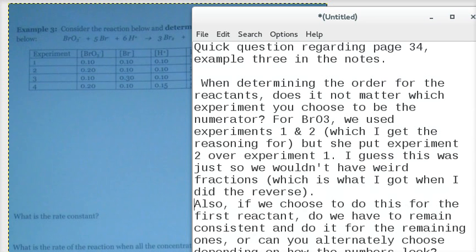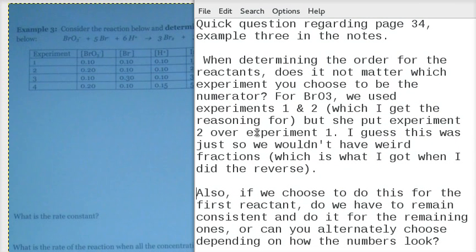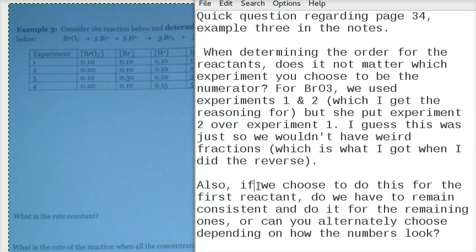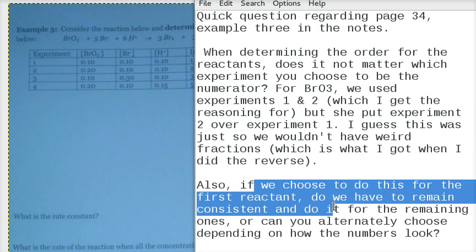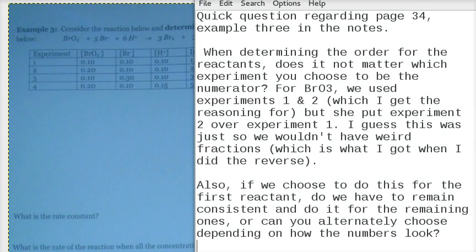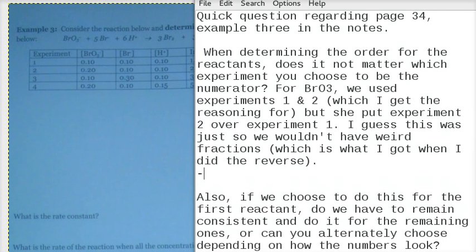And the asker mentioned that basically you don't have to pick a certain one. It's just to avoid having weird fractions. And then, do you need to remain consistent in which one's the numerator and which one's the denominator? And the answer for this is no. You don't have to remain consistent. And yes, that's exactly why, just to avoid weird fractions.